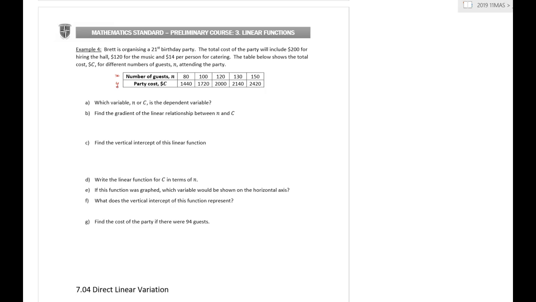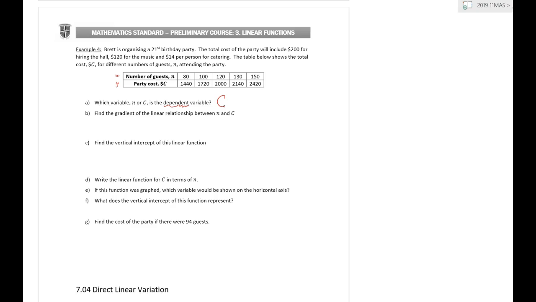So which one is the dependent? Dependent means the bottom row, C, the cost. It depends on the number of guests. It will be on the vertical axis. It's my output from some sort of function.